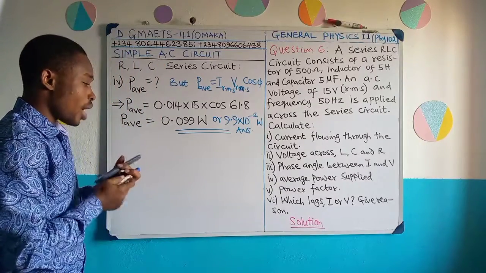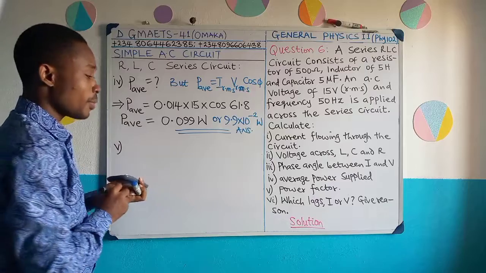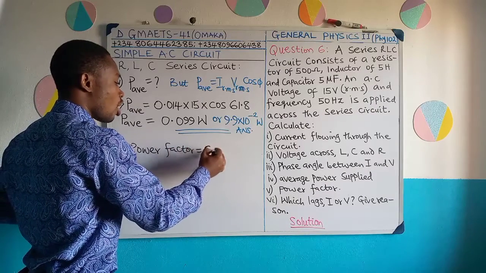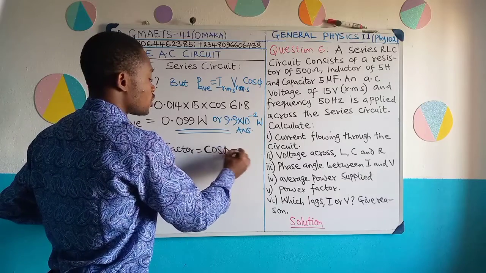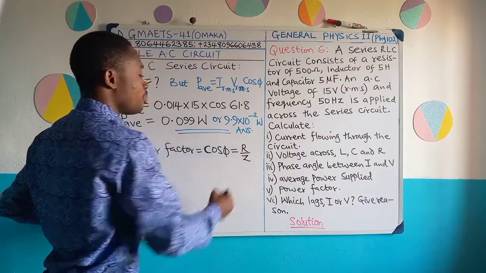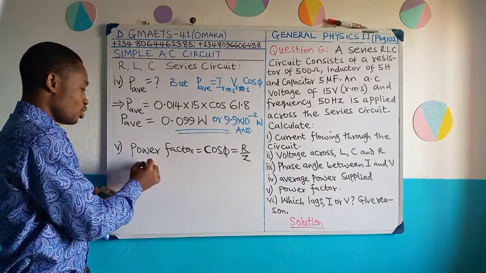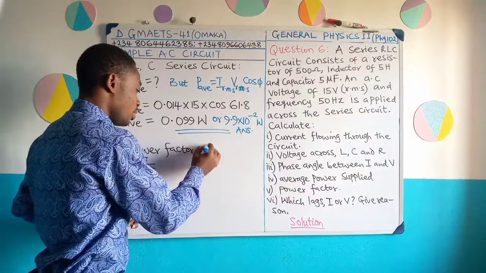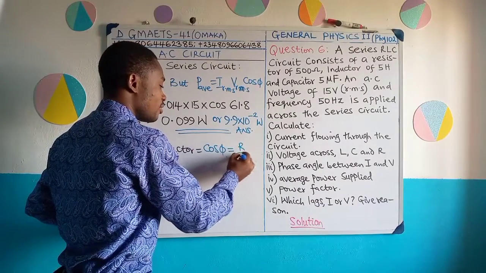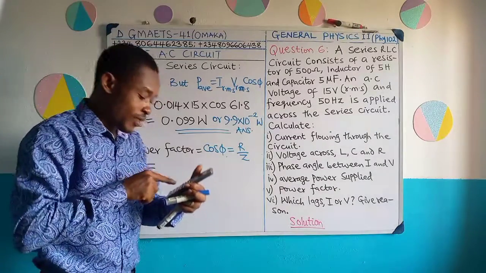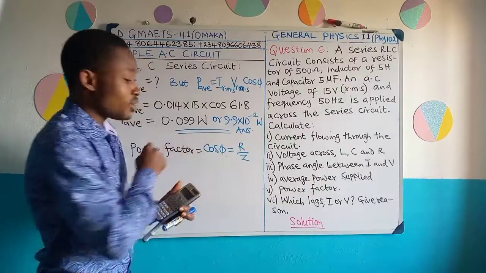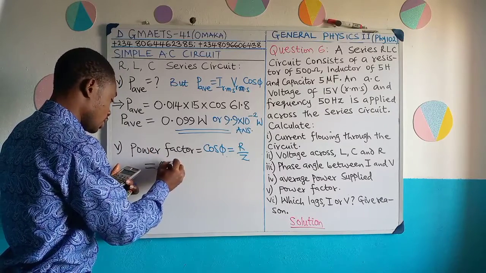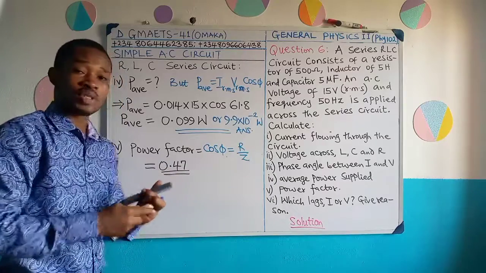Now let us get what we call the power factor. Remember we get the power factor from cos phi. Either you use this, or you can use resistance divided by impedance to get the value. Any way you use, you get the answer. So the power factor formula, I use the blue marker: cos phi is the same as resistance over impedance. If I press cos phi, with phi the phase angle 61.8, the power factor is 0.47. That one has no unit, so I will just put it as the answer like that.